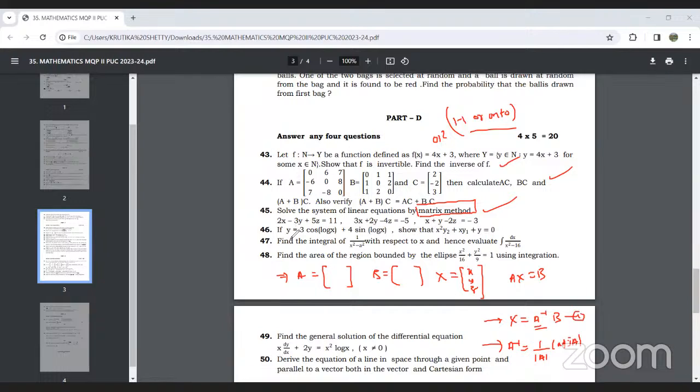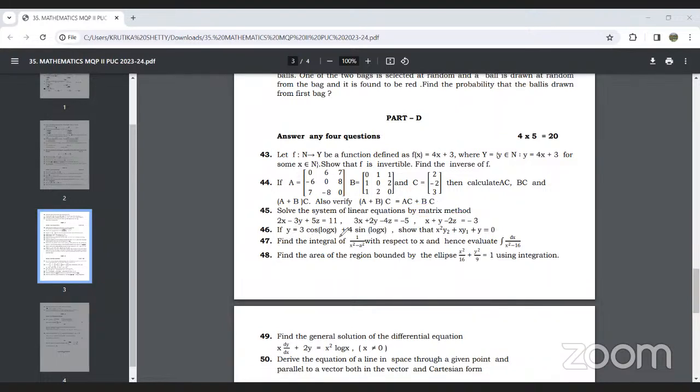Question number 46. If y is equal to 3 cos log x plus 4 sin log x, we need to show x square y2 plus x y1 plus y equals 0. So this is again a 5-mark question on successive differentiation. We have solved this question there. Refer to the video and practice it once again.